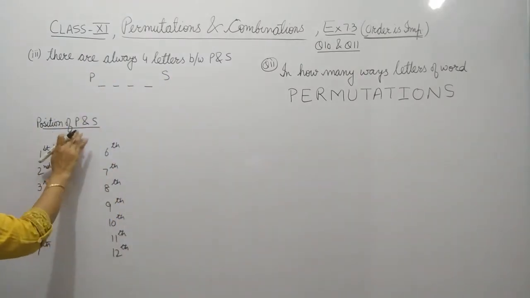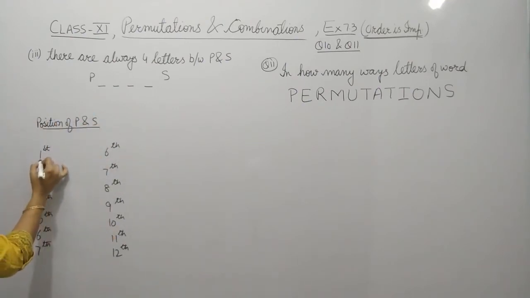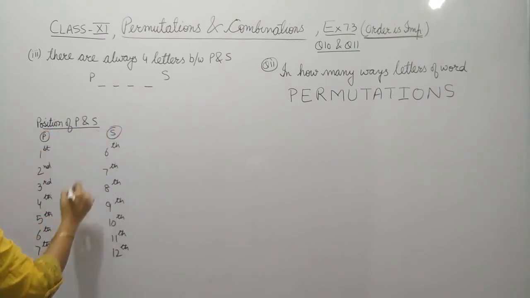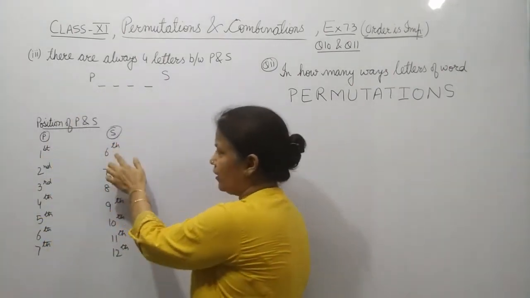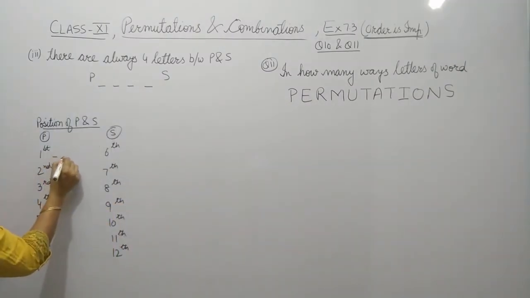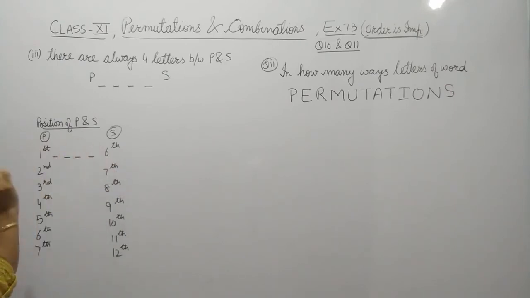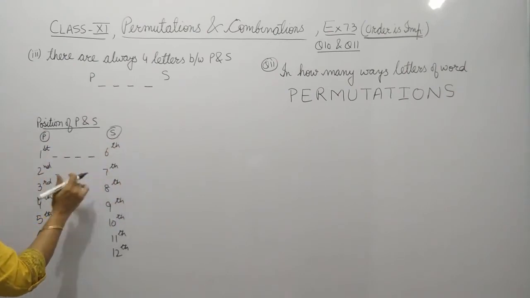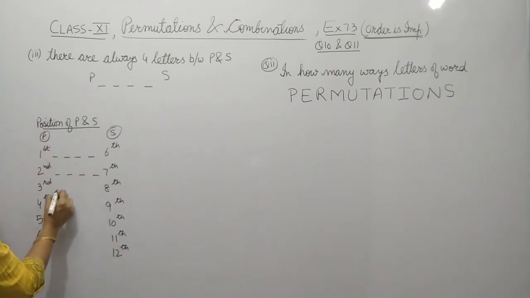So there are always 4 letters between P and S. Let's see the positions of P and S. Let this be the position of P and this for S. If P is at the first place, then S will be at the 6th place, because in between we can take 4 letters: 1, 2, 3, 4, 5 and 6. If P is at the 2nd place, then S will be at the 7th place. So again there will be 4 letters, and so on.